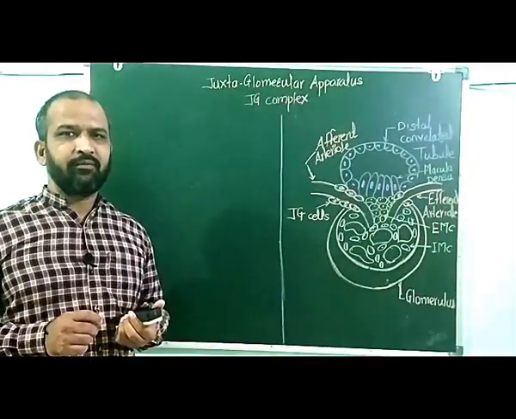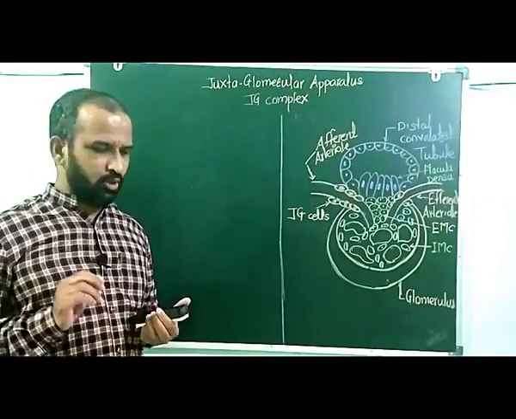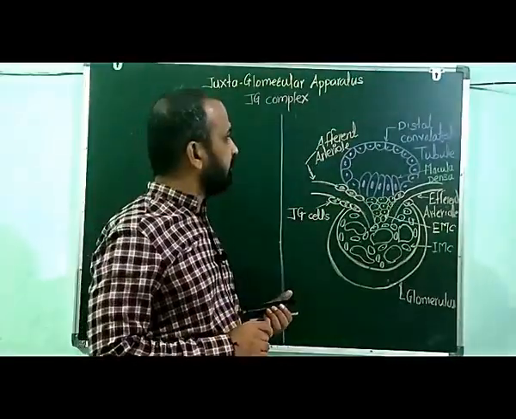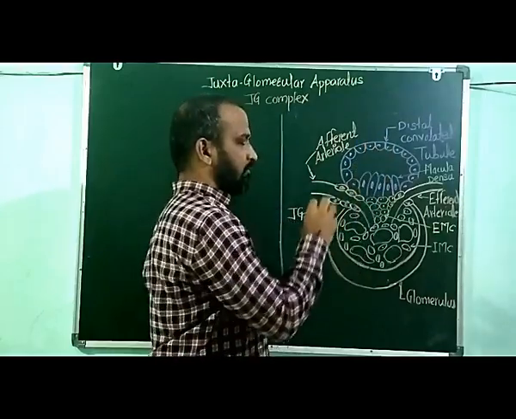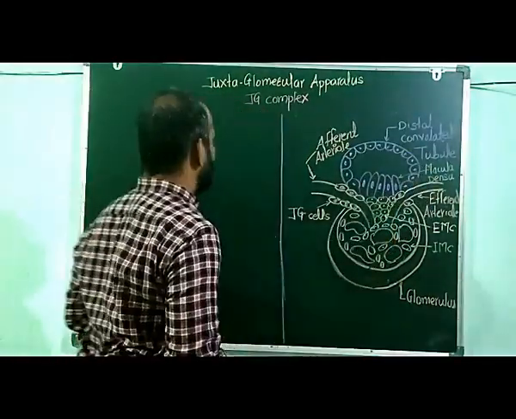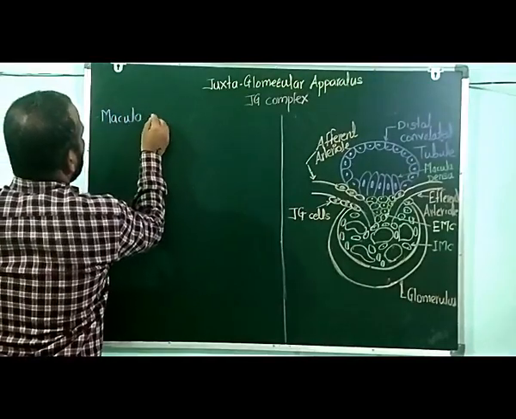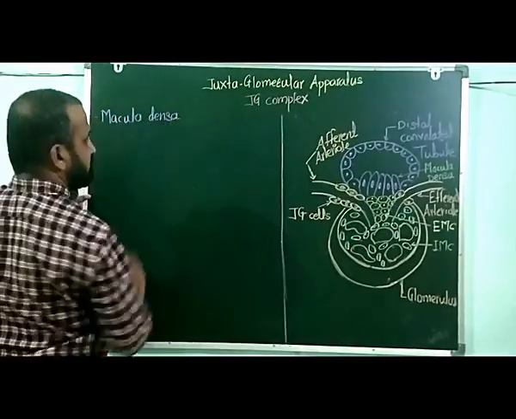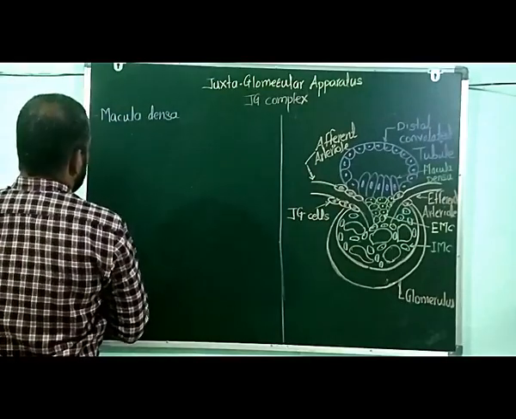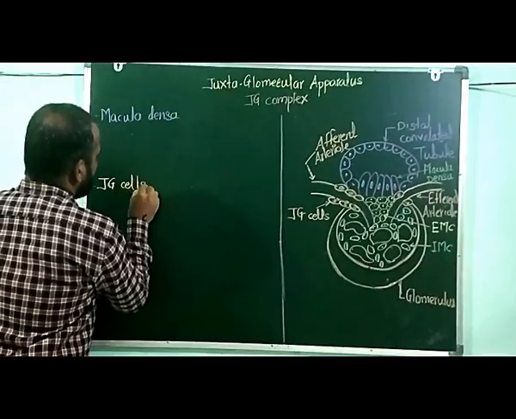Hello friends, today we are going to discuss the Juxta Glomerular apparatus or the JG complex. Now, if you look in this particular diagram, you will understand that there are four parts or four cells in this particular Juxta Glomerular apparatus. The first cell type is called the Macula densa. This one. The second one is the JG cells, that is Juxta Glomerular cells.